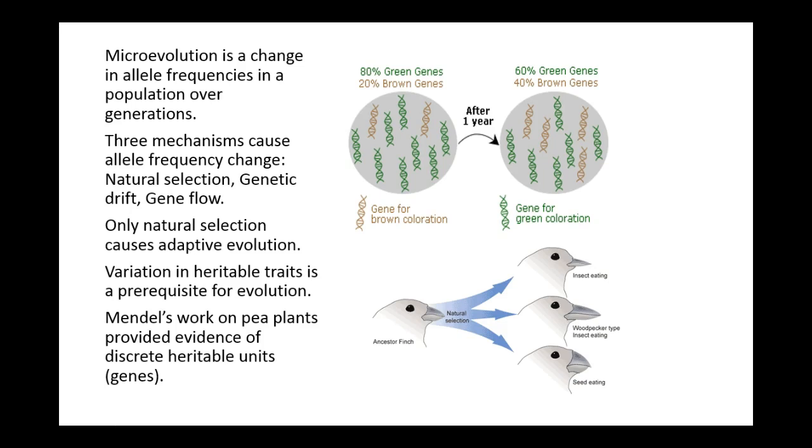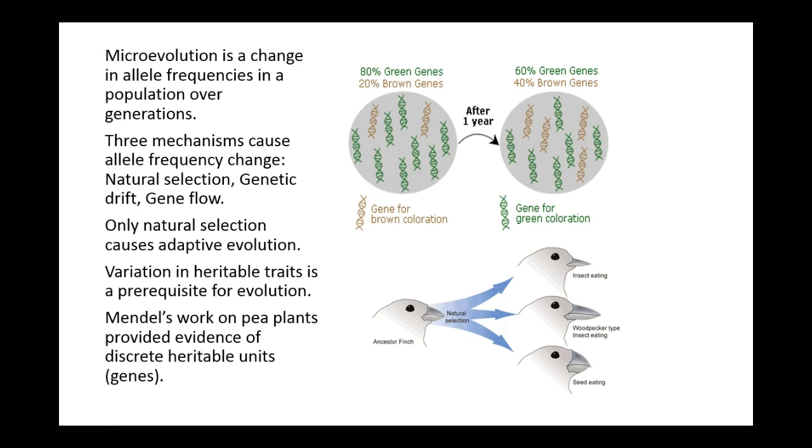There are three major mechanisms that cause a change in the frequency of alleles. Natural selection, which we talked about already and will come back to in the course of this chapter, but also a couple of other new things: genetic drift and gene flow.